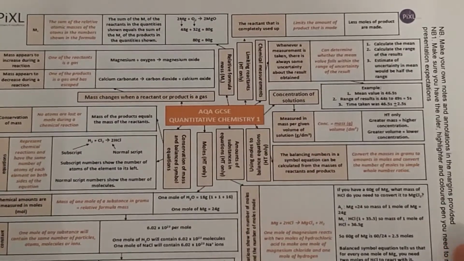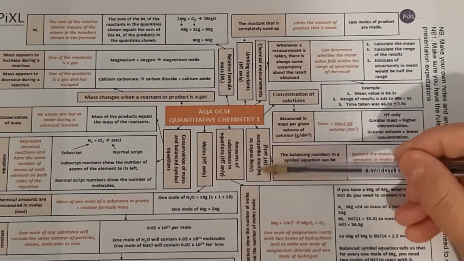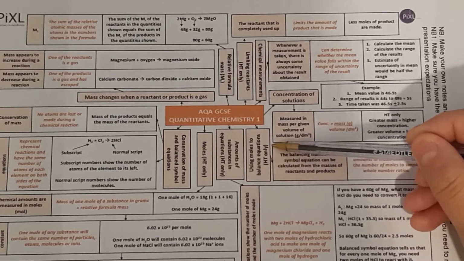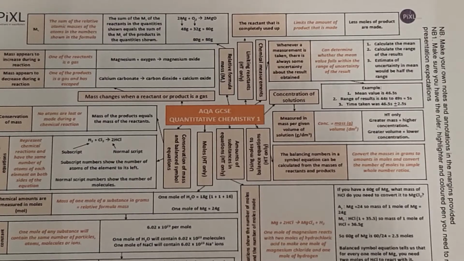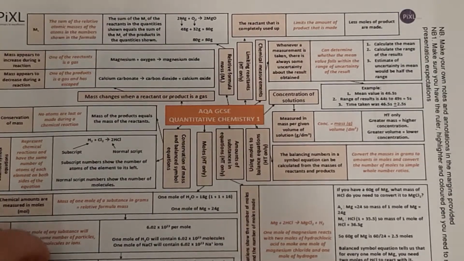Make sure you pay attention to the sections that are labelled as higher tier. For example, here we have this section here. It says higher tier or HT only. There's a few sections like this. Please be aware that those sections you don't need to know if you are only doing foundation tier science.